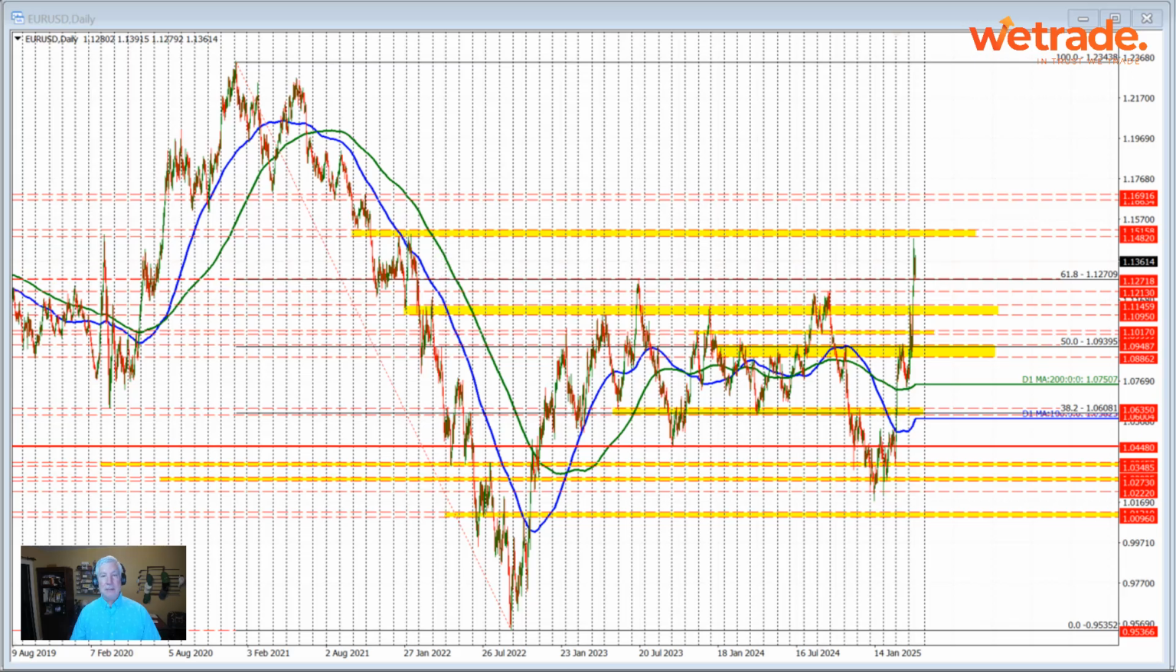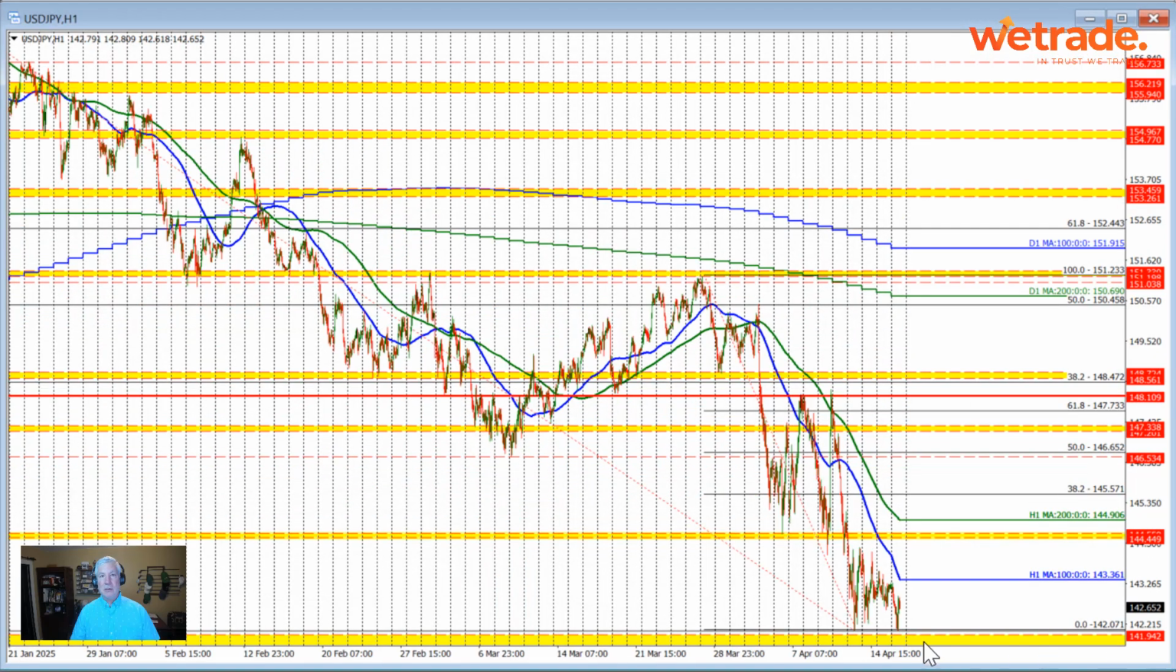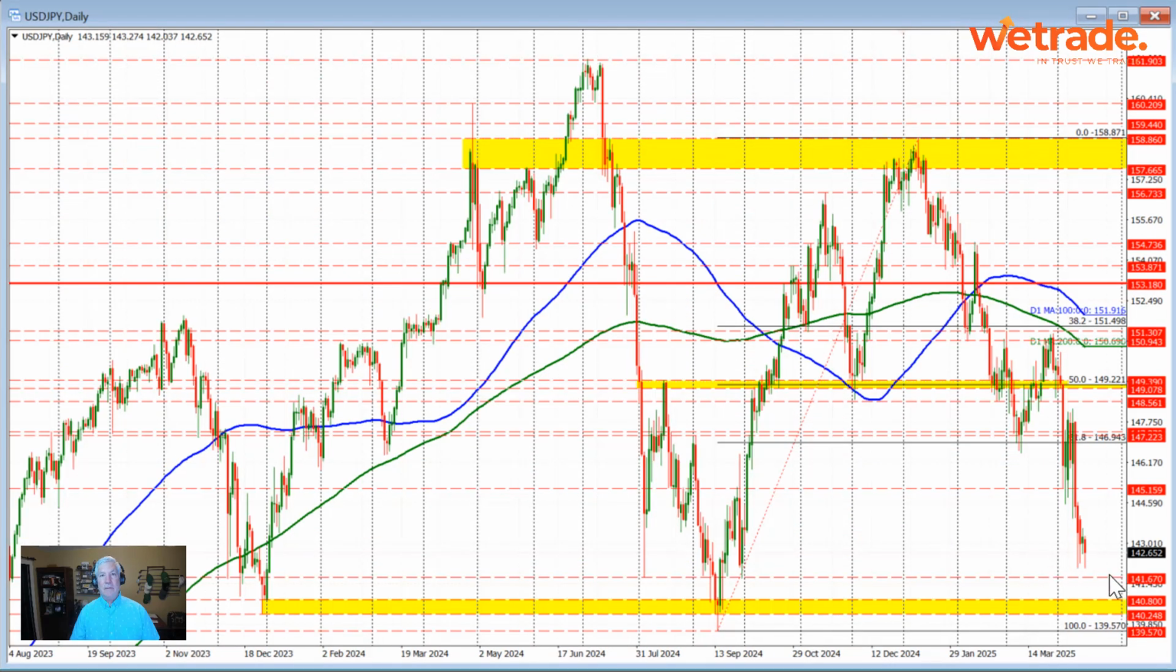Let's take a look at the dollar versus yen next, and we'll look at the hourly chart to kickstart this. As you can see in trading here today, we came down to test the low price from last Friday, to be exact, at 142.07. We bounced off of that level. What's the significance of that level? We'll go to the daily chart to see where this level comes into play.